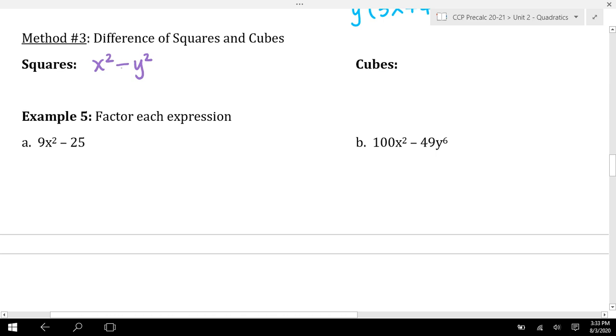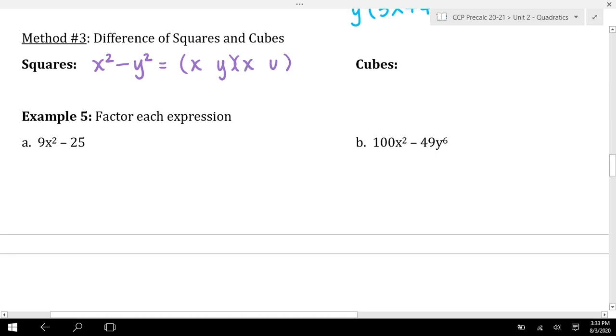If it's not a subtraction problem, if this said x squared plus y squared, it's not factorable. So we could just move on. But differences, definitely factorable. So when you have your difference of squares, remember you'll set up two factors. And in each factor, you will put your square roots. So the square root of x squared is just x. So I'm going to put x times x.